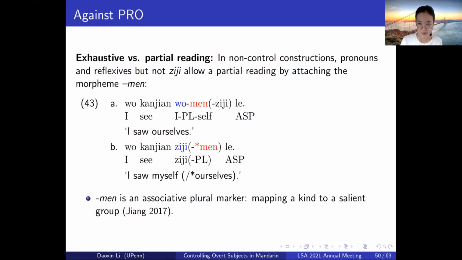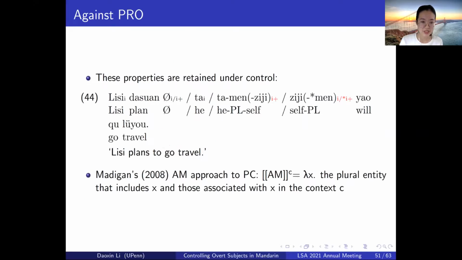It maps a kind to a salient group in the context, and it cannot be attached to 自己 because of a semantic type mismatch. And now this property of attaching the morpheme and gaining a partial reading is retained under control. So in this example, this plan will go travel, if we use the pronoun as the subject. If we do not attach the morpheme, then we have an exhaustive reading. But we also can attach the morpheme, and now we have a partial reading.